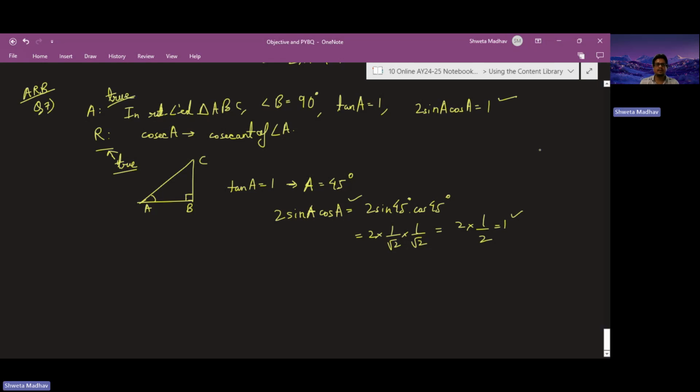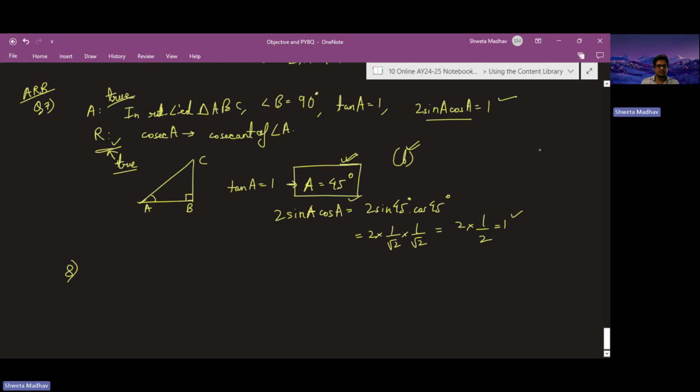But here the reason is also true, but it is not giving the value of the angle A, which is being used to find the value of 2 sin A cos A. So the reason is true and the assertion is also true, but the reason is not the correct explanation of the assertion. Option B is the correct answer.